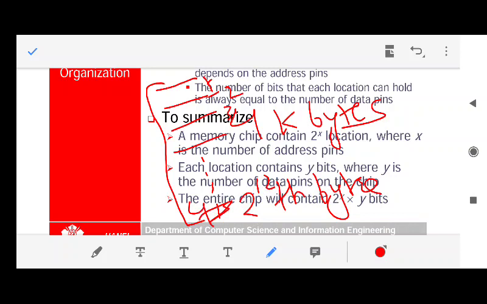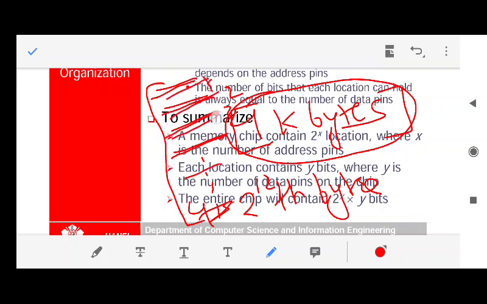But by just writing, please listen carefully, by just writing 4 kilobytes, nobody can understand what is the exact size of the memory. It can only be understood that it can accommodate 4 kilobytes. 4 kilobytes means it has 4 kilobytes of locations. First location, second location, third location, fourth location.